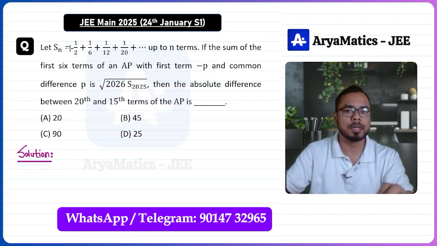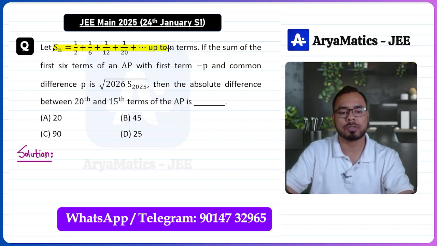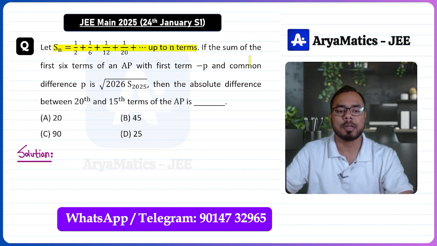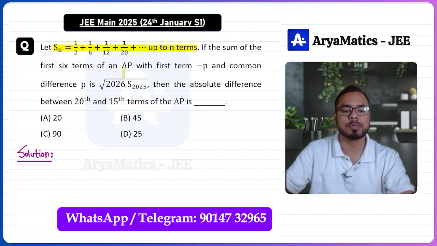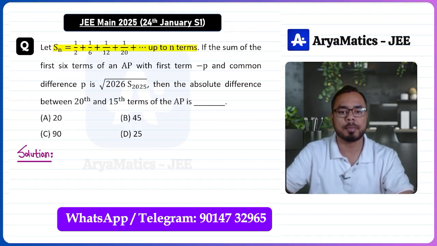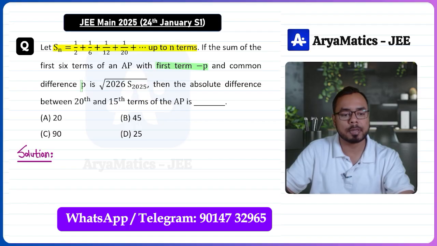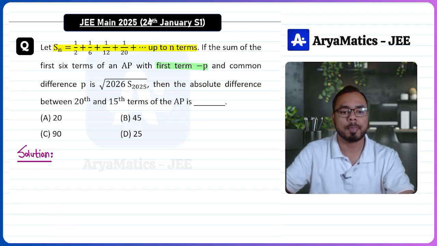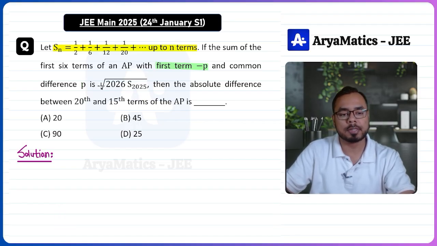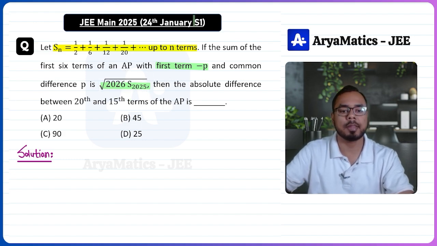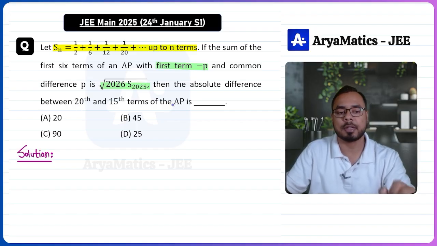Let Sn represent this sum: 1 by 2 plus 1 by 6 plus 1 by 12 and so on to n terms. If the sum of the first 6 terms of an AP with first term minus P and common difference plus P is this one, root over 2026 multiplied by S of 2025, then we have to find the magnitude of the difference between the 20th term and 15th term of this AP.